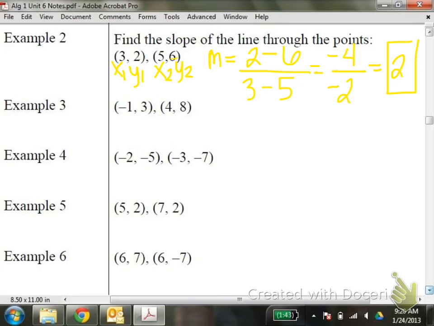Do I have to write the over 1 part? No. But it is there, right? It didn't just disappear. All right. Okay, so let's look at example 3 then. That's not bad, right? It's not bad.